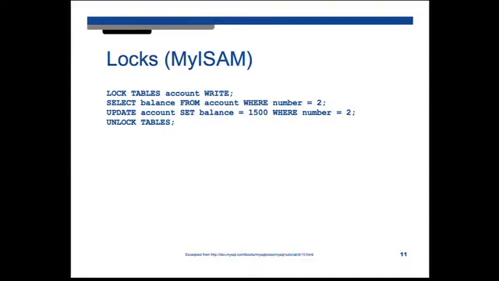So now I'm going to select the balance, and then I'm going to go ahead and update the balance, this time equal to 1,500, and then I'm going to unlock the tables. So in effect, you can do the same thing. You can say execute all of this stuff, and don't let anyone get in the middle.